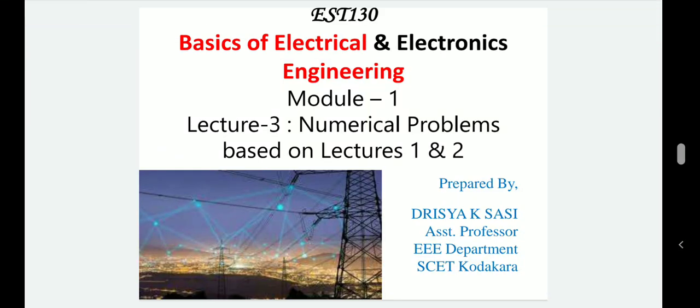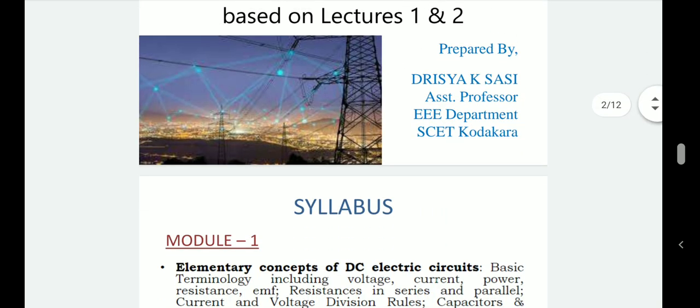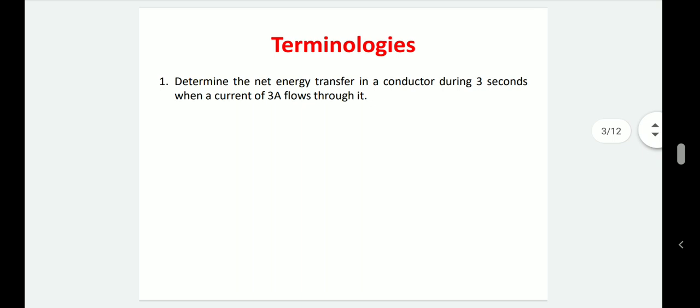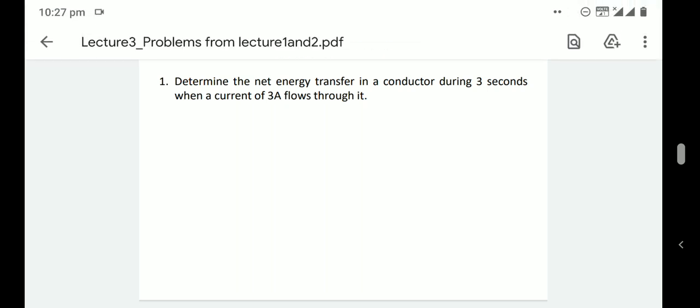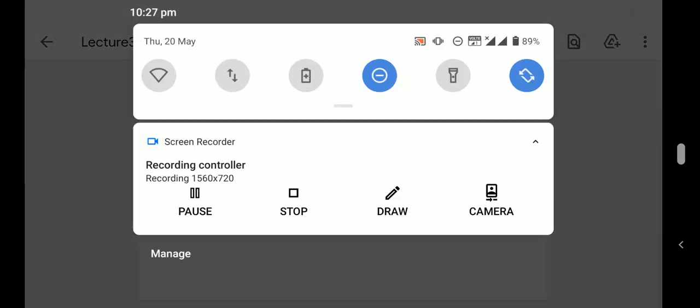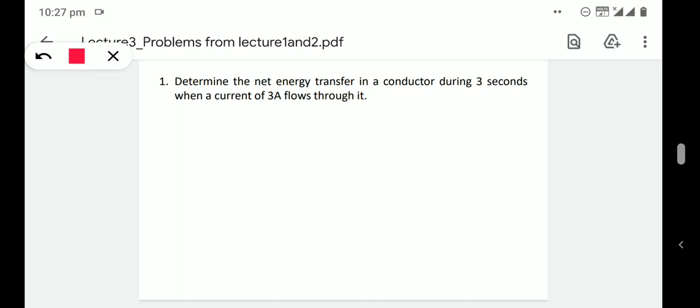Hi everyone, in this lecture we are going to discuss numerical problems based on the first two lectures. So the first problem is to determine the net charge transfer in a conductor during 3 seconds when a current of 3 ampere flows through it.